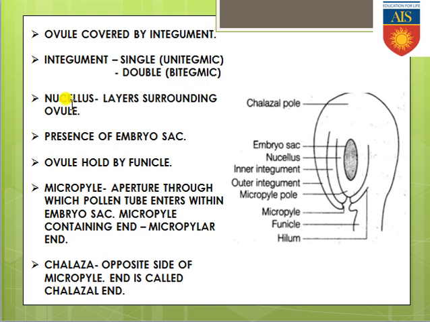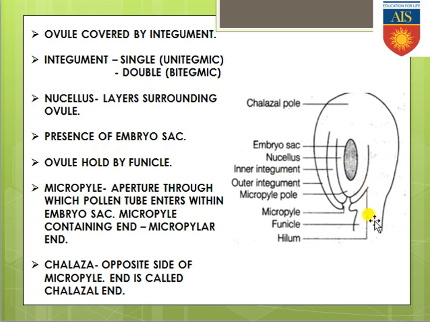Coming to the next point, that is the nucellus. What is that? Nucellus is the protective covering surrounding the embryo sac of the ovule. Suppose this is the embryo sac. Surrounding the embryo sac, this specific layer of cells which is protecting the embryo sac is commonly known as nucellus. Next, inside the nucellus, a centrally located embryo sac is present, in the central position of the ovule.